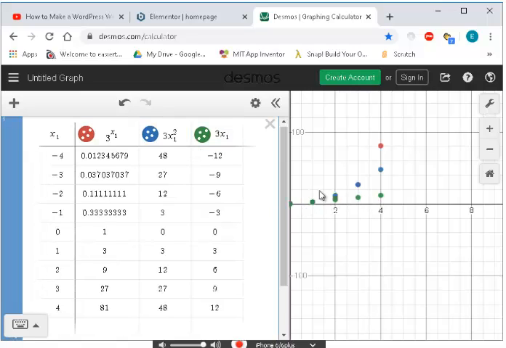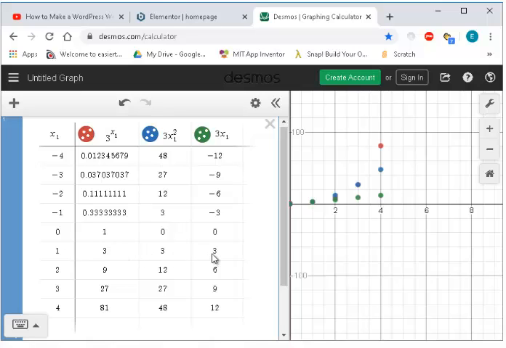Now let's look at the similarities. The first similarity is that every one of them goes through the point 1, 3. For instance, the exponential one, when x1 is 1, y1 is 3. For 3x1 squared, the quadratic, when x is 1, the quadratic is 3, and for linear it is the same. So this is one of the similarities. They all go through the same point, 1, 3.